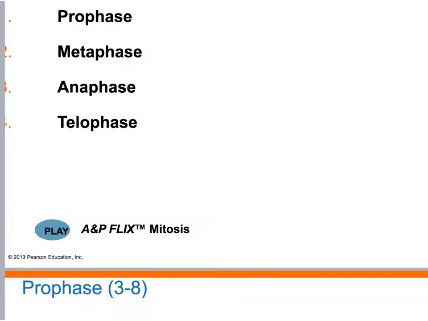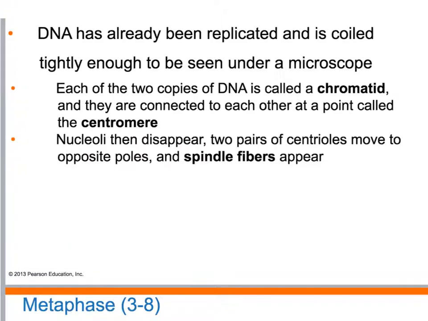There are 4 stages of mitosis: prophase, metaphase, anaphase, and telophase. In prophase, the DNA has already been replicated, the nuclear envelope begins to disappear, and the DNA, or the chromosomes, become tightly coiled and are visible.